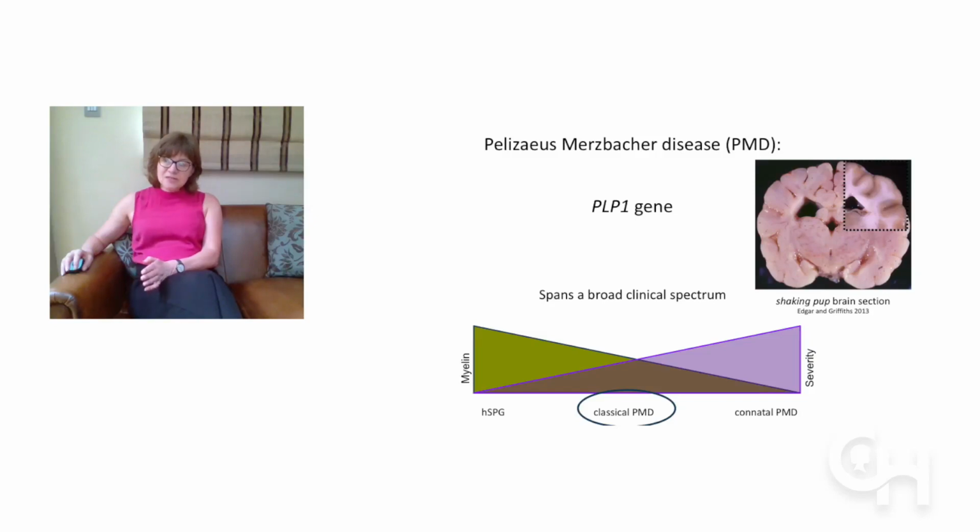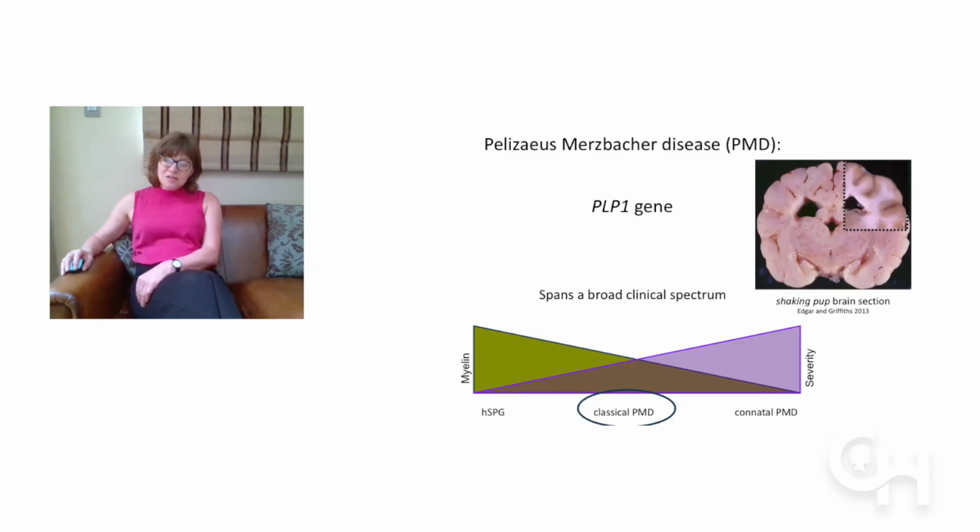I want to point out that this is not an experimental animal. This dog was presented at the University of Glasgow Veterinary School, and it has since been recognised that it also harbours a mutation in the proteolipid protein 1 gene.